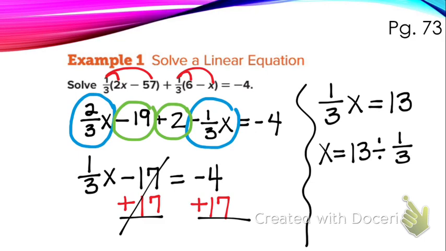But does anybody remember how you divide by a fraction? When you divide by a fraction, what are you really doing? Multiplying by the reciprocal. So this is the same thing. 13 divided by 1/3 is the same thing as 13 times 3/1. So go ahead, type that in your calculator.